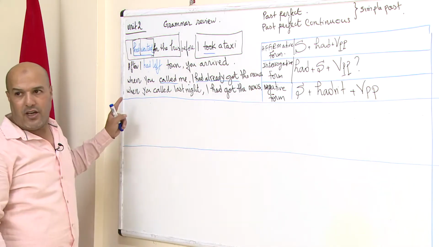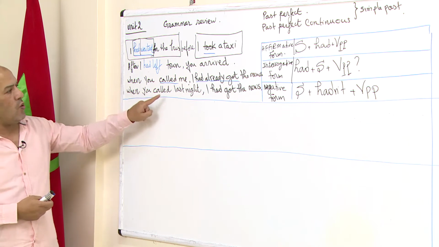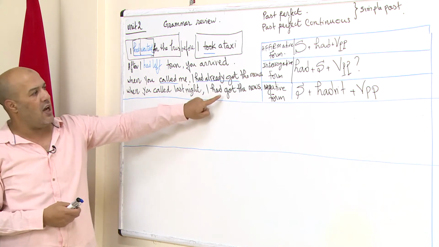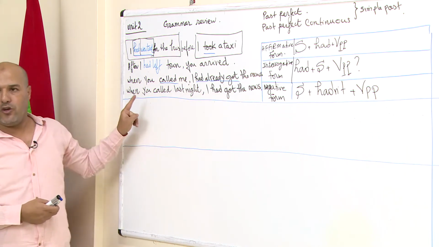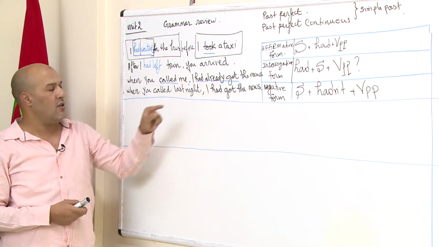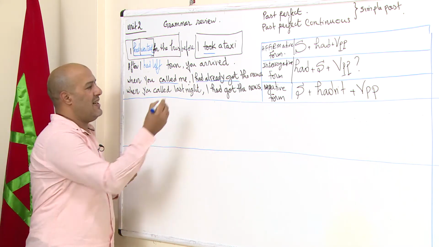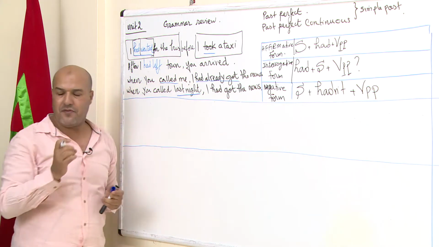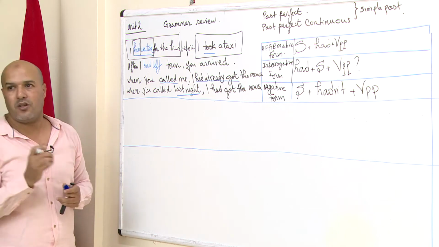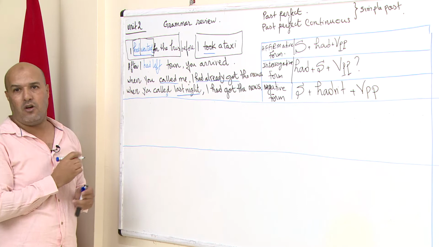So let's have a look at this sentence as well. It's the same, just changed. When you called last night, I had got the news. So here we say, when you called, and I used last night. That means I specify the time, which obliges me to use the simple past. Of course, what's the rest?